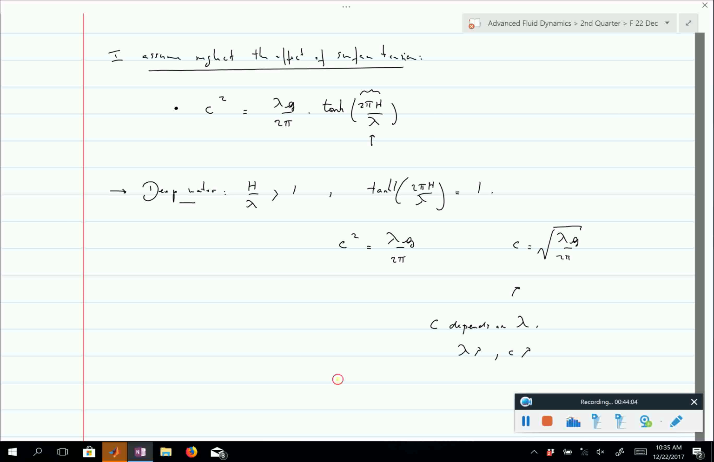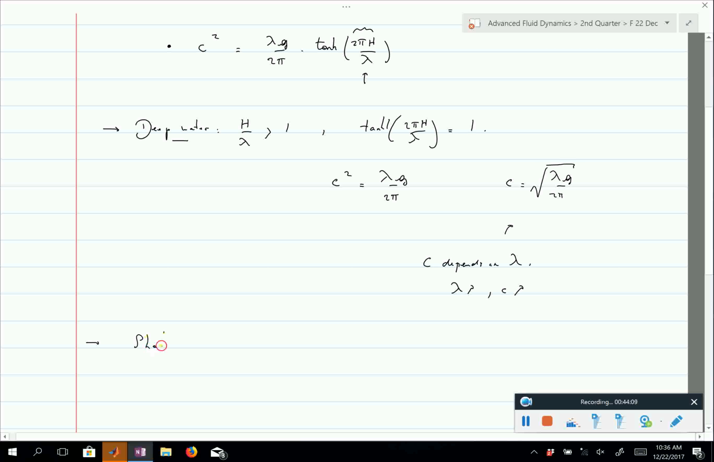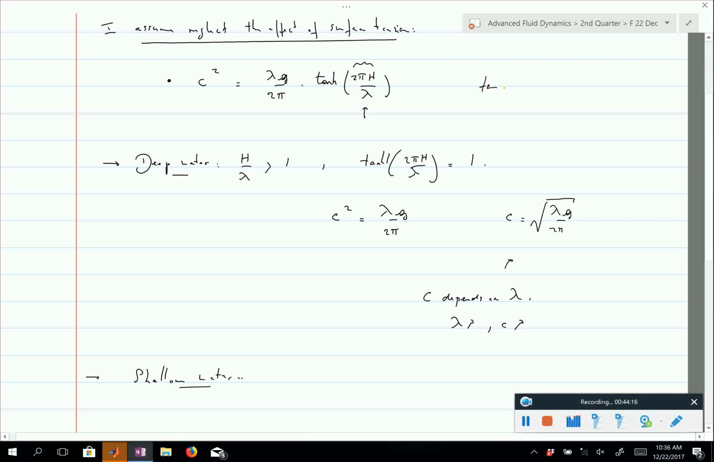And then the last thing, so we'll finish that later on, but this is important. This is shallow water. That's the difference. So for shallow water, the hyperbolic tangent of x is roughly equal to x. So you know that c squared is equal to lambda g divided by 2 pi times 2 pi h divided by lambda. So you get something which does not depend on lambda. So then c is equal to the square root of g times h.